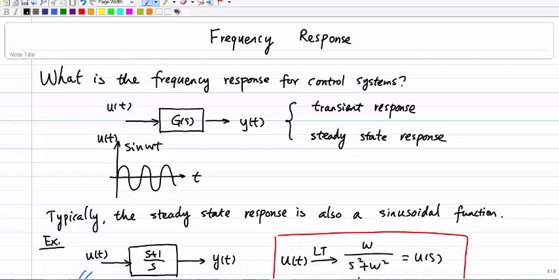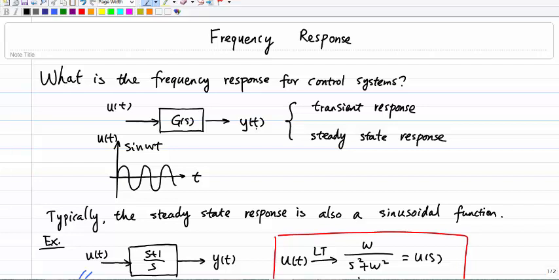As I mentioned in the previous videos, everything so far is about how I derive the output for a given control input for a given system, say G(s). In the time domain, which means if I give you u(t), I can figure out what is the output in terms of y(t). So we talk about both the transient response and the steady state response.